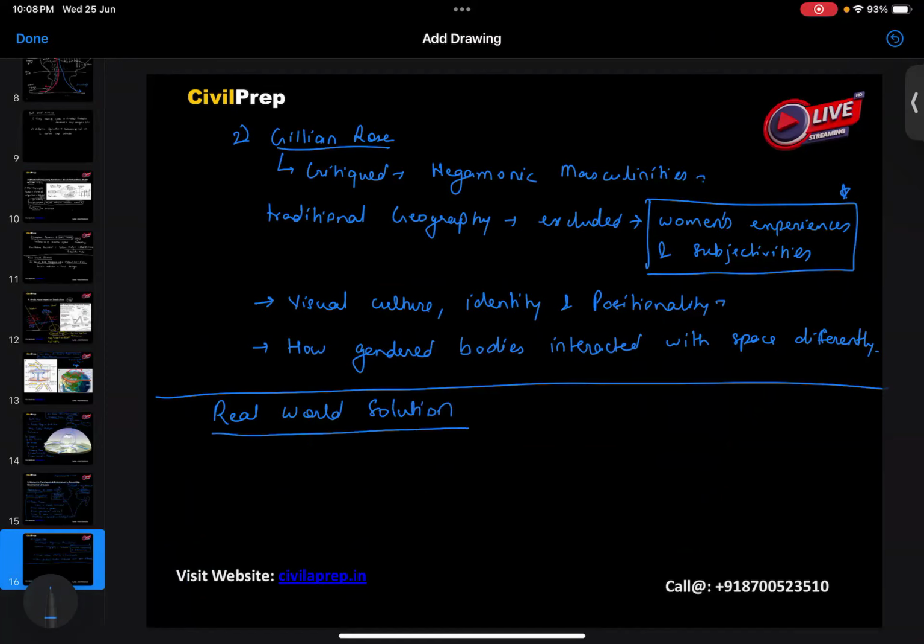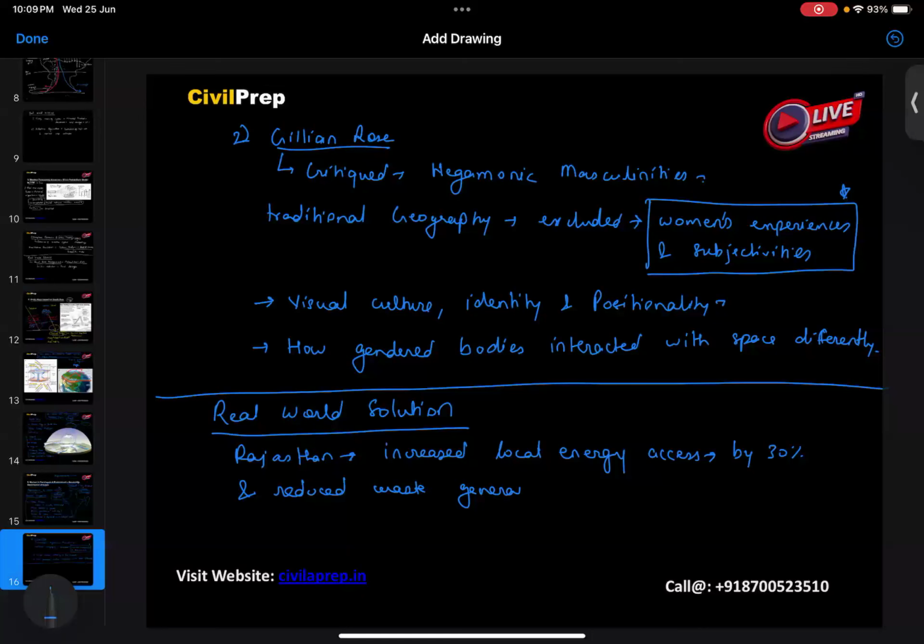we can see it in Rajasthan, where the women saw increased local energy access by almost 30% and reduced waste generation by almost 25%. Along with this, boosting the district's overall sustainability by almost 20%.